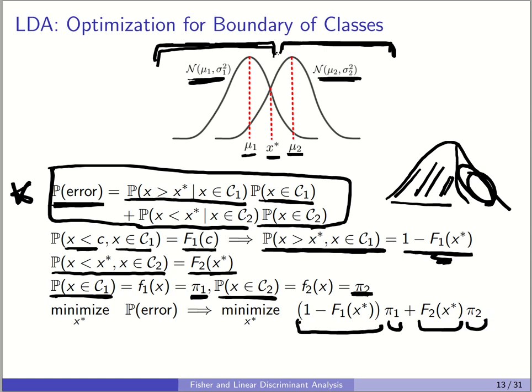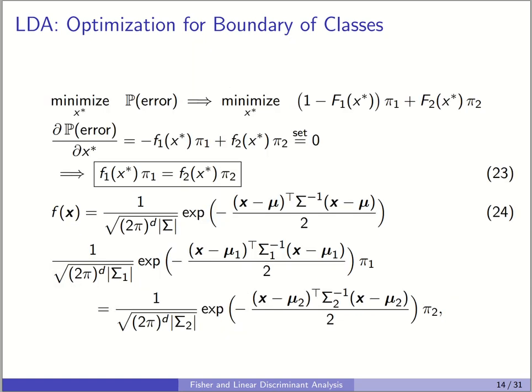We want to minimize the probability of error, where the objective variable is x star. When we want to minimize this, it's an unconstrained optimization problem, high school optimization. Take the derivative and set it to 0. The derivative of this is a constant. Here the derivative of the CDF is the PDF. So minus f1(x star) pi 1 plus f2(x star) pi 2. We set it to 0. This is the solution.